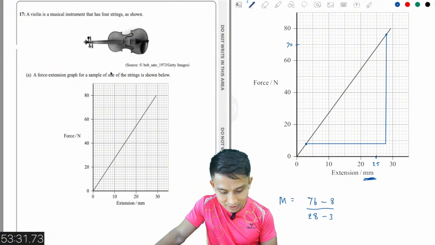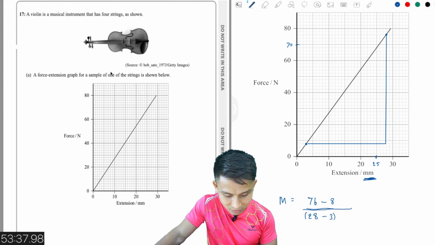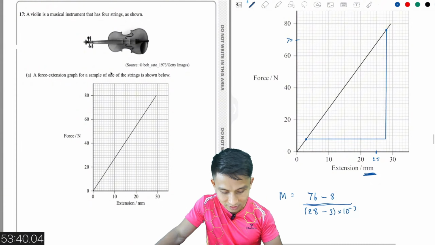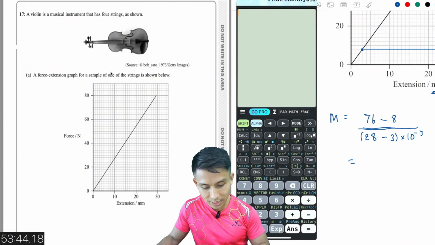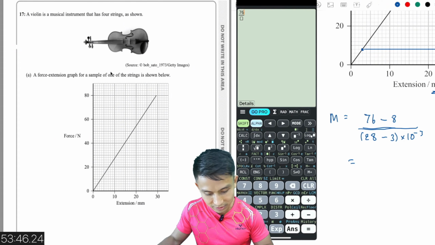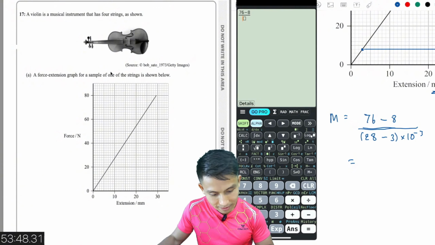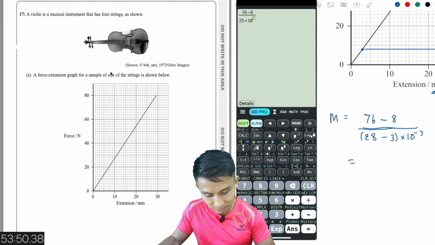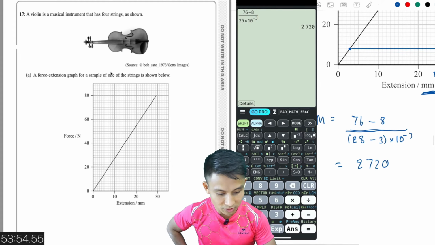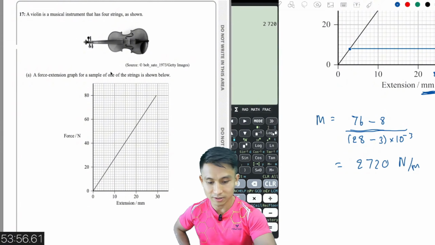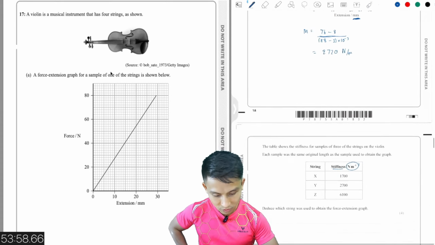But note that this is Newton. Well, this whole thing, let's change it to meters already, yeah? So I'm just going to do times 10 to the minus 3, all right? So that is going to be 76 minus 8, over 25 times 10 to the minus 3. So 2720 Newton per meter here. Okay, and that would be the working there.